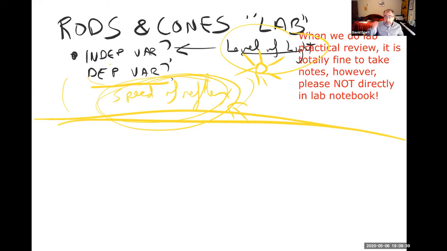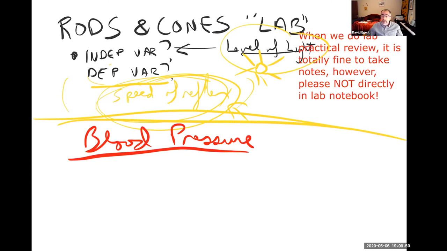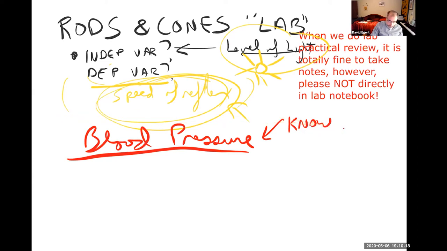So that was the rods and cones lab, then we went into the blood pressure lab. For this one, the first part was not really an investigation. It was more just learning how to take blood pressure. So you should know that part. You know the auscultatory method. I did not spell that right. You should know how to take a blood pressure. You should understand why it works.